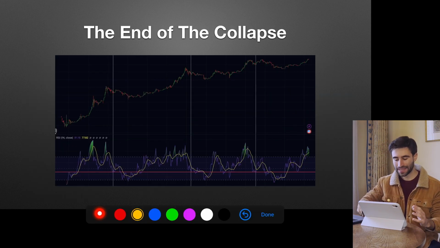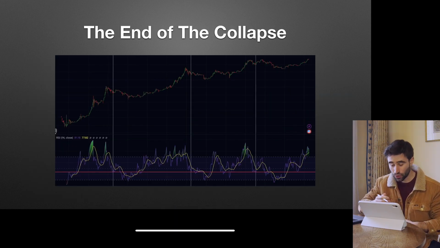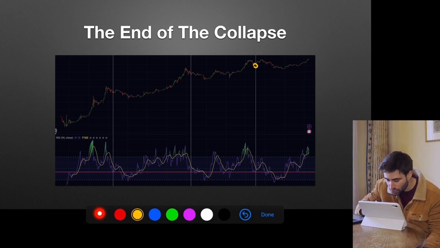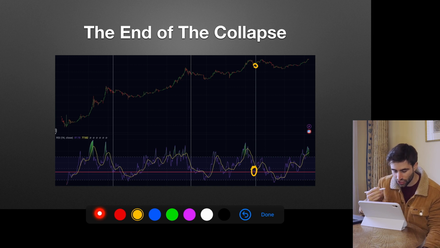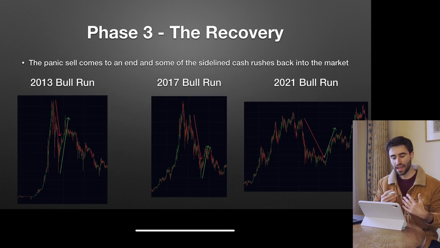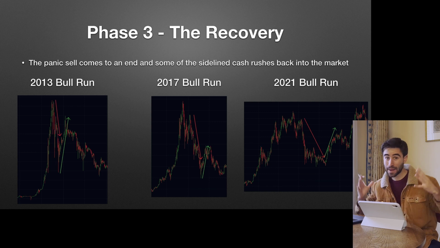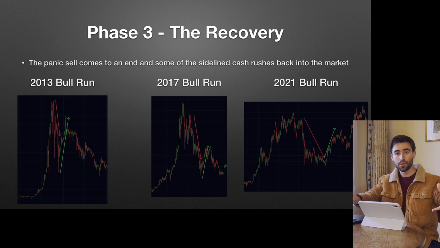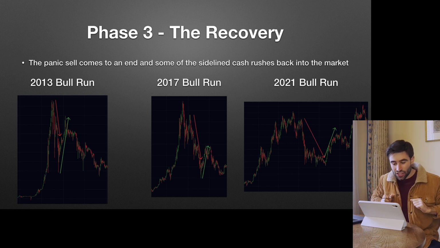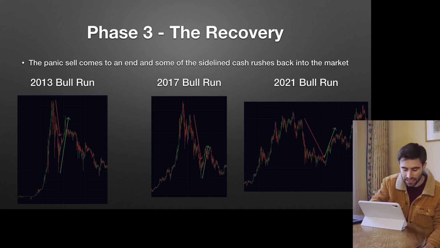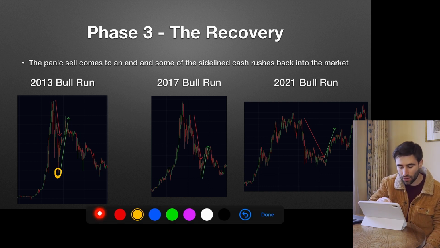How can we predict the end of this collapse? If you look at, for example, the weekly RSI, you can see here that the bottom always corresponds to this level in the RSI. So this is just one way of trying to predict the end of this collapse, right? And then after this massive macro panic sell, you get this quick recovery. So all this money is on the sidelines, right? And it just rushes back into the market once there's a sign of the end of this collapse. So as you can see, massive wreckage and then quick recovery, right?